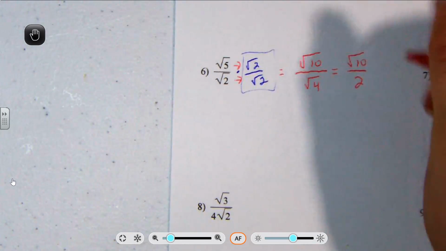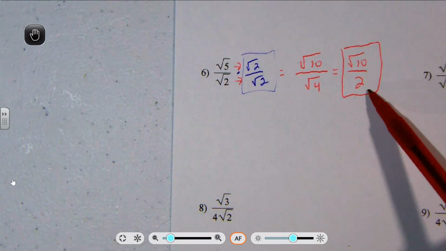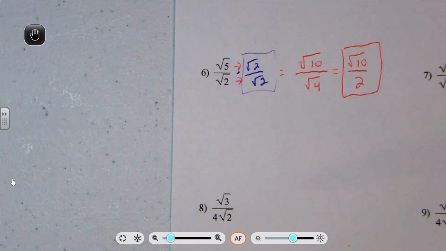So I have square root 10 over square root 2. I can't simplify if something's inside of the radical and something's not inside of the radical. I can't simplify that and say that that's equal to square root 5. That is definitely not the case.